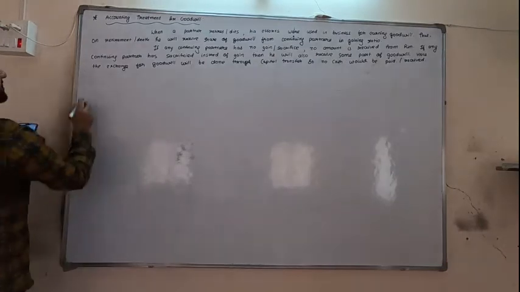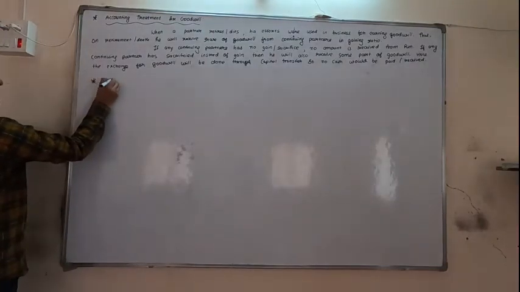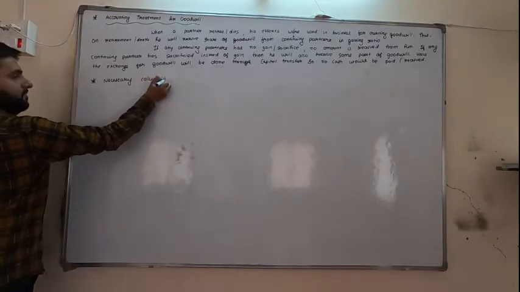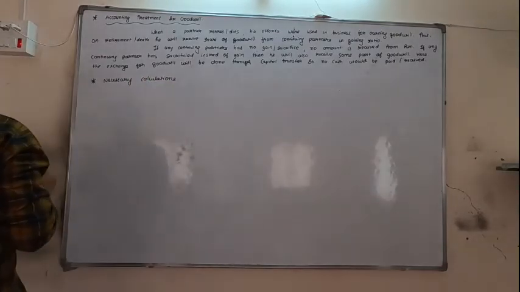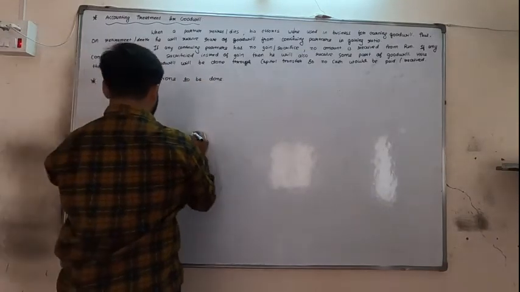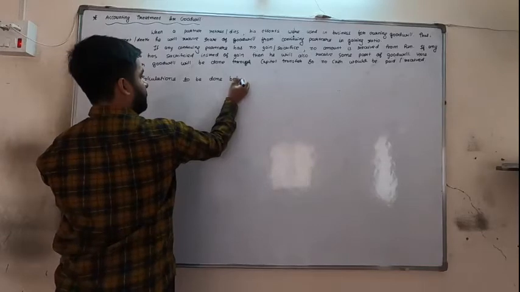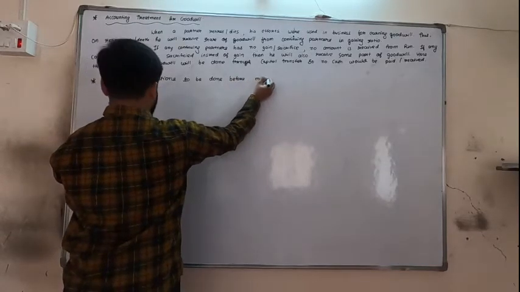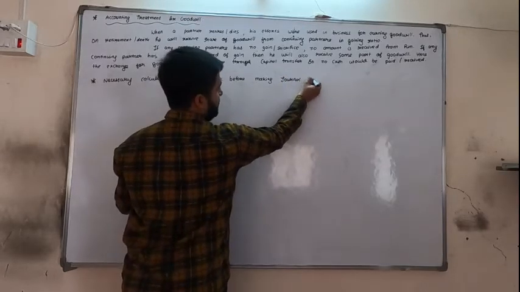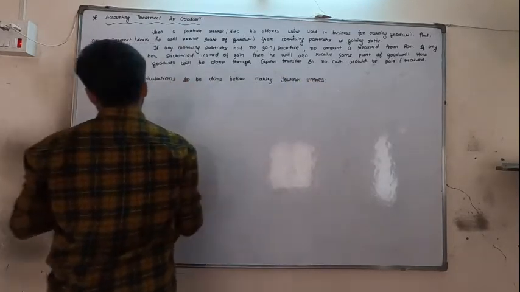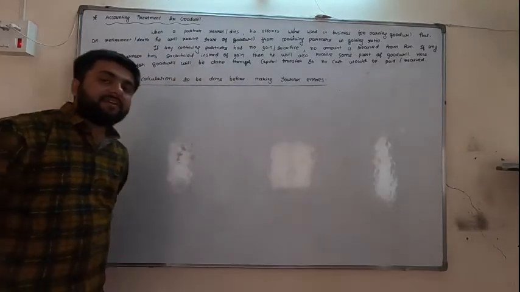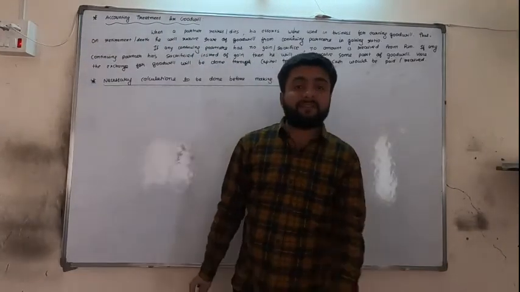Now which are the necessary calculations to be done before making journal entries? As you know, for this goodwill we need journal entries. So before passing the journal entries we need some necessary calculation. Now again I will compare this calculation with the previous chapter.